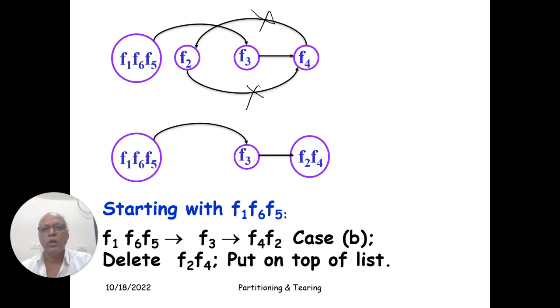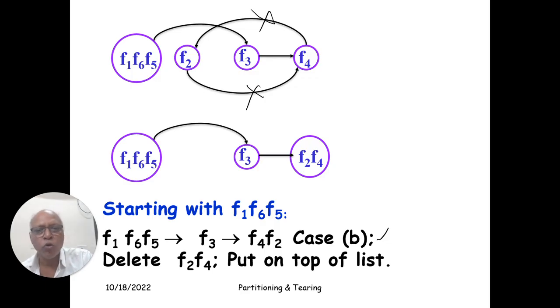Connecting those two. Now I start with F1, F6, F5, go to F3, go to F2, F4. So for convenience, I have taken all case A. Now I am coming up with case B. Where do you go from here? There is no output edge from this node. That is the second case.